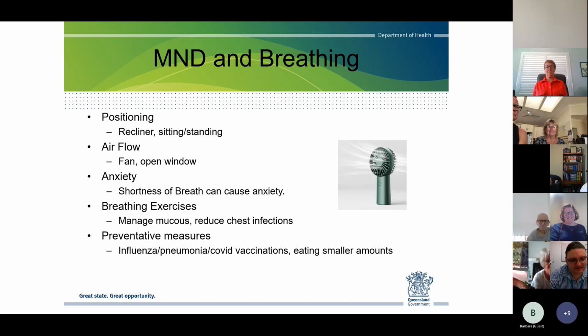Then preventative measures: influenza, pneumonia, COVID vaccinations. The other one is eating small amounts. A lot of people are still having massive meals. Once those massive meals start pushing up on the diaphragm and you've got weakness in there, you actually start having breathing problems after you eat. So one of my little moves there, without a ventilator, is to start eating smaller amounts through the day. Maybe 5 little meals during the day, so you don't fill up your stomach and push up on the diaphragm and cause more respiratory weakness or insufficiency.